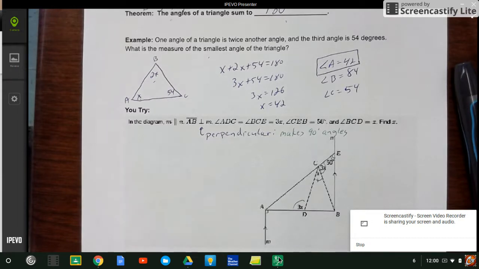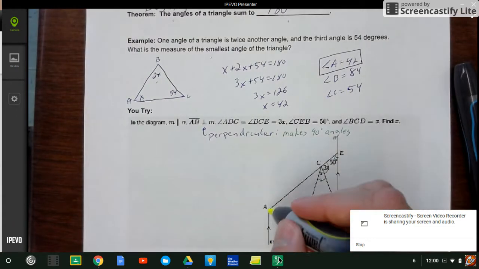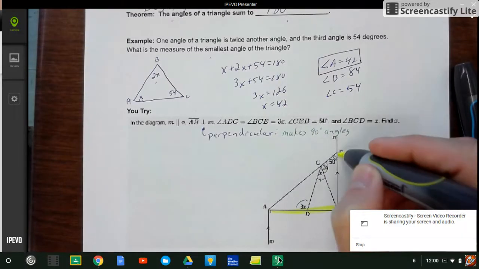So the first thing I need to work on here is trying to figure out what is where. So I thought, you know what? I see a big triangle. So let me use that to my advantage. I'm going to highlight my big triangle here.